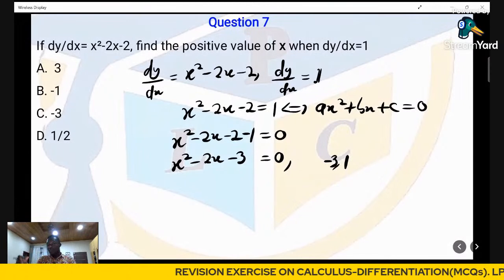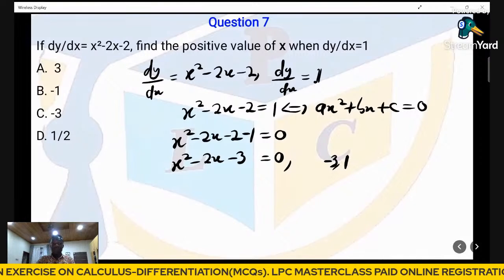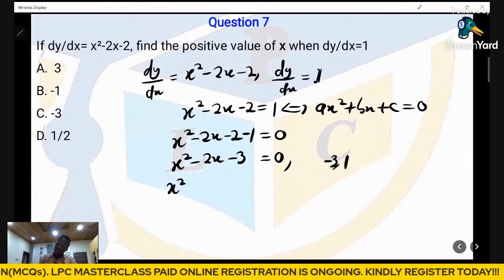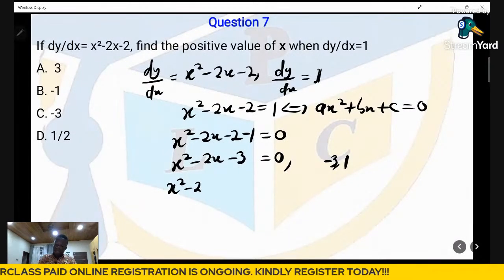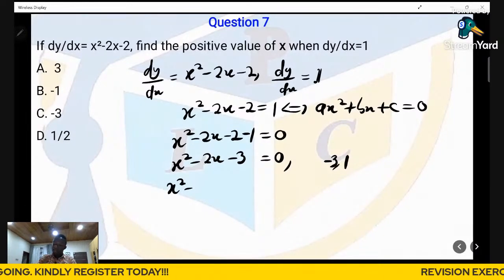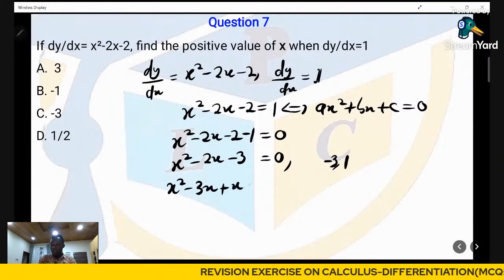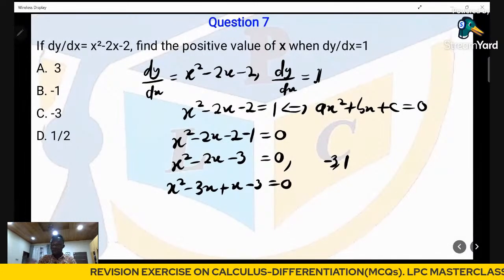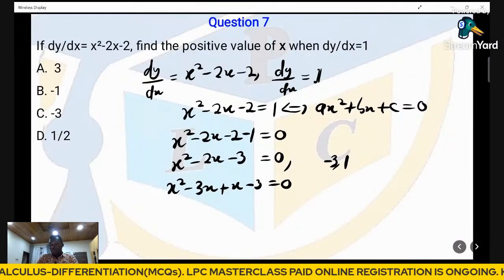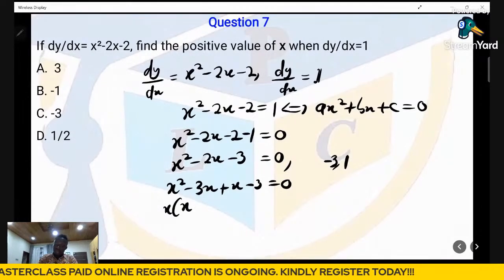So it is negative 3 and 1. When you multiply negative 3 by 1, we are getting negative 3, but when you add them, we are getting negative 2. So meaning that we can have the whole of this expression represented as x squared minus 3x plus x minus 3 equal to 0. This is the normal rule of factorizing, but you can use a calculator to work it out simply. So at the end of the day, I will have my x out here, I have another x inside, minus what?